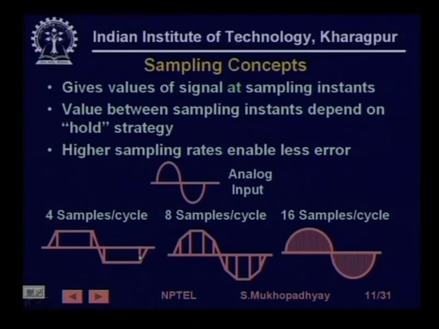So, that is what I am saying, that if you have an analog input and if you have 4 samples per cycle and if you have 8 samples per cycle and if you have 16 samples per cycle, you see gradually you are getting a better and better representation of the analog input.